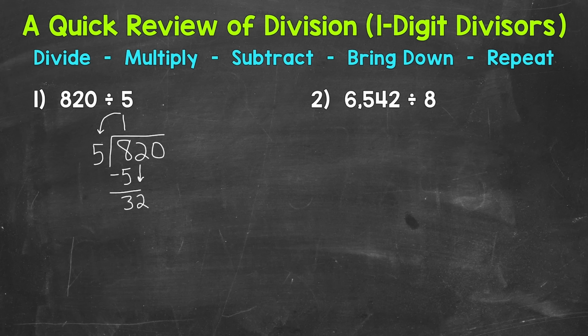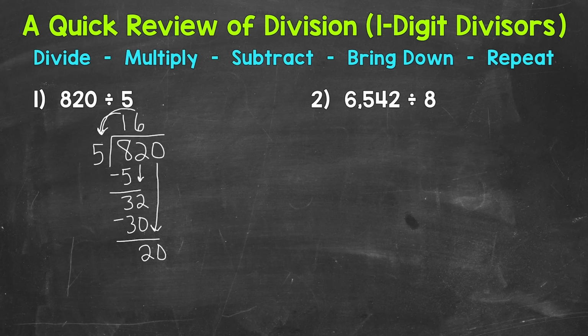And now we repeat. So we start over with divide. We have 32 divided by 5. How many whole groups of 5 are in 32? Well, 6. That gets us to 30. So we put our 6 up here, and we come around and multiply. 6 times 5 is 30. We subtract. 32 minus 30 is 2. And then we bring down our next digit, which is that 0. So we have 20. Now we repeat.